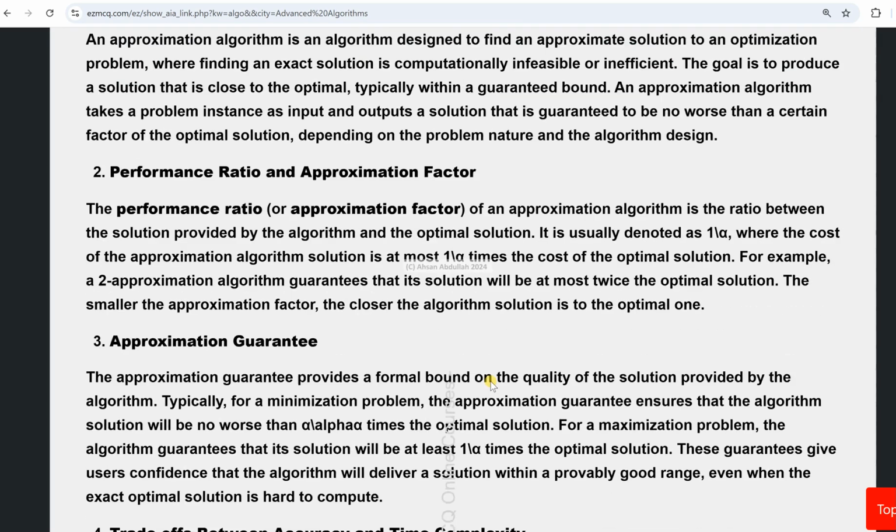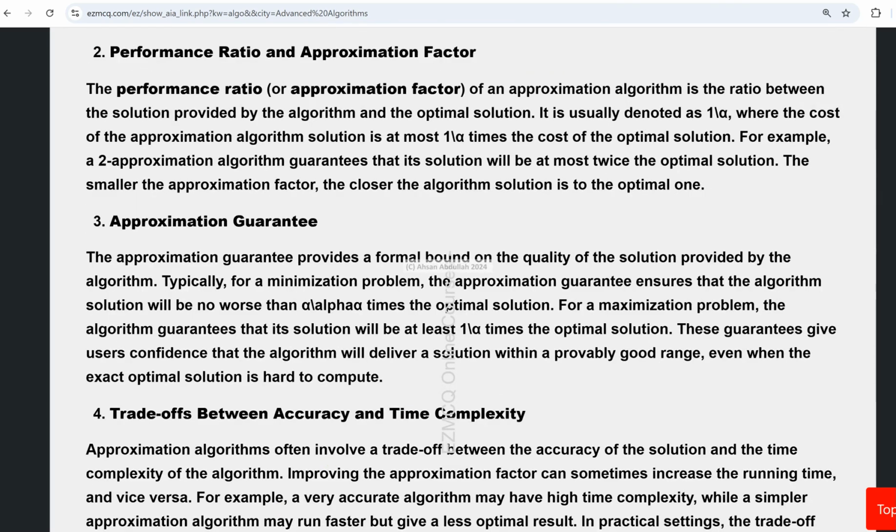So what is the approximation guarantee? The approximation guarantees provide a formal bound, and that bound is rigorously proved also. Of course, that ensures that the algorithm will be no worse than that bound. There can be a maximization problem, there can be a minimization problem, and that bound provides us the guarantee and the confidence that the algorithm will deliver a solution with a provably good range, meaning that the range of the quality of the solution has a rigorous proof. So there is no guesswork here.